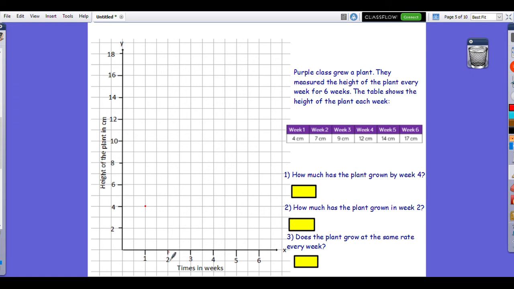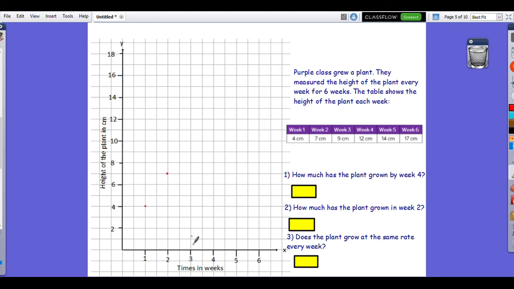In week 2, which is down here, the plant was 7 centimetres. So I'm going to follow this up until I get to 7. There's 6. The next 2 squares is 8, so I need to go down 1. It's the one in between here, and that would be 7 centimetres there. Okay. Week 3 is 9 centimetres.